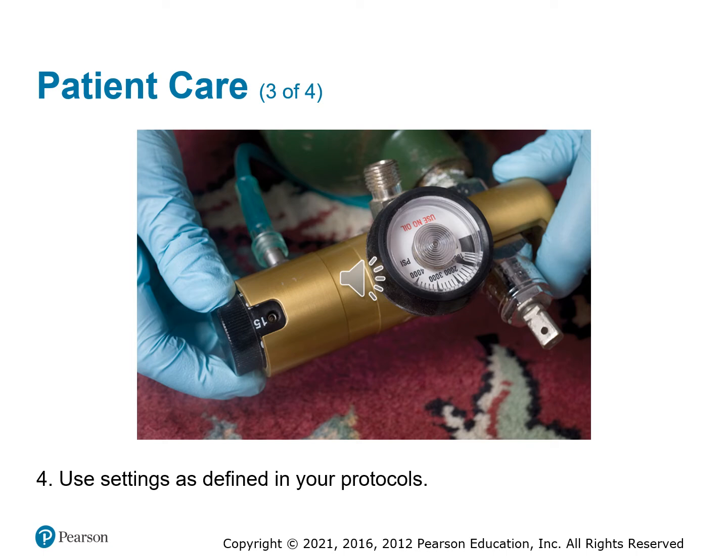This is your flow meter. Remember, you can adjust that based off the oxygen delivery device you're using. Here we're setting it at 15 liters, which tells me we've either got it hooked up to an Ambu bag or we've got it hooked up to a non-rebreather.